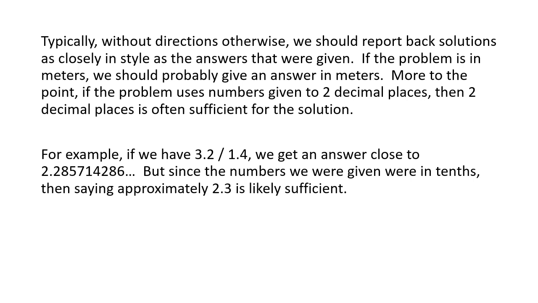Maybe more to the point of this section, typically the number of decimal places is going to remain consistent. So if a problem is given to you, like in this example here, 3.2 divided by 1.4, well, the numbers that we've been given are to one decimal place. And so if we divide it out on a calculator, we get this continuing decimal. So we just look at the numbers that were given. They were one decimal place. One decimal place is probably more than enough.